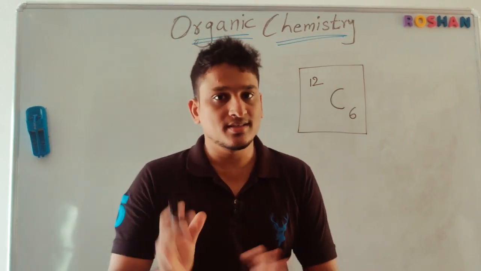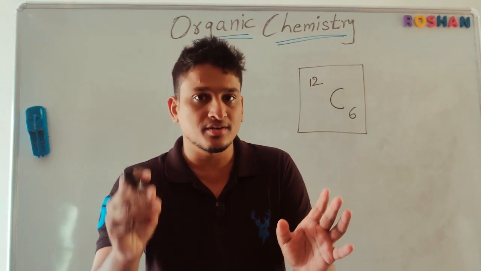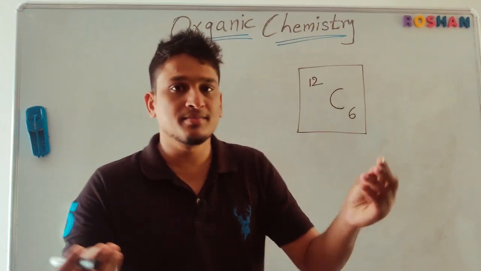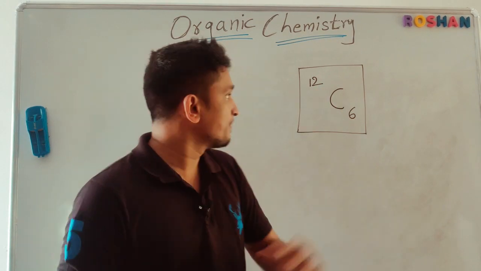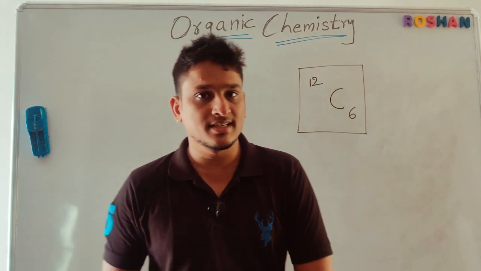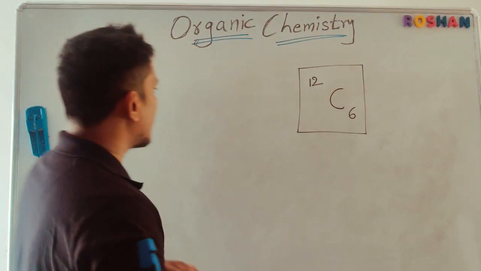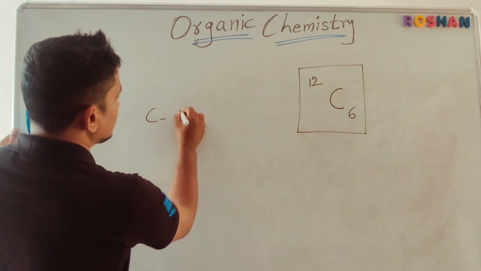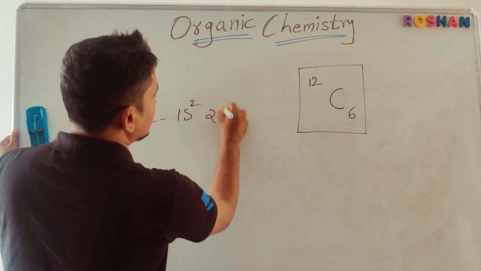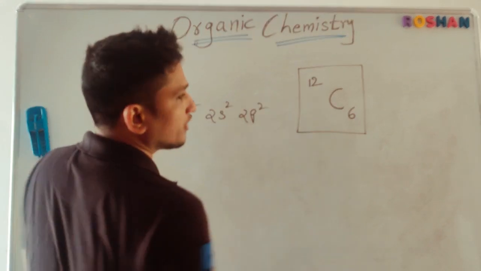Carbon atomic number is 6. That means it contains 6 protons, 6 electrons and 6 neutrons. And its mass number is 12. 6 protons plus 6 neutrons, right? So that is carbon's minimum basic details. As well as, let us write carbon's configuration. Carbon's electronic configuration is, students, 1s2, 2s2, 2p2. This is the electronic configuration.